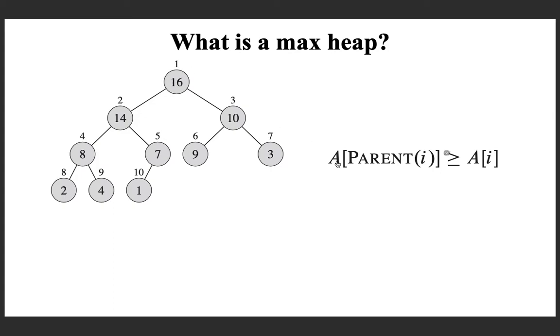And the property is that the value of the parent is at least as high as the value of the child node, and you can verify it in every position. Here the value is 8, the parent has a value 14, which is more than 8, and for the other child also. So this is what is called a max heap. If you look at any node in the tree, its parent should have a value greater than or equal to the value of that particular node.